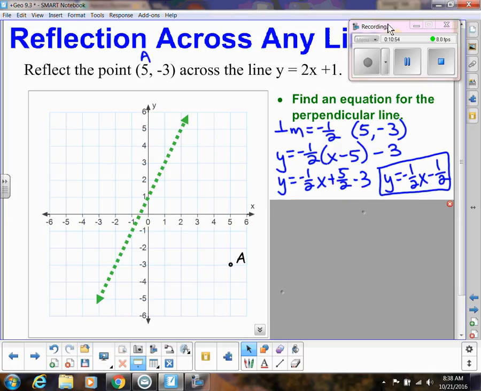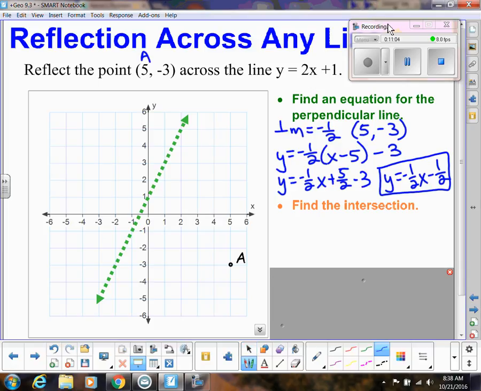So now that we have that perpendicular line equation, we're going to find the intersection point. So where does that happen? If I were to graph -1/2, that would be here, and then down 1/2 over 1. Okay, so it looks like this. So I want to see where this line is intersecting this line.